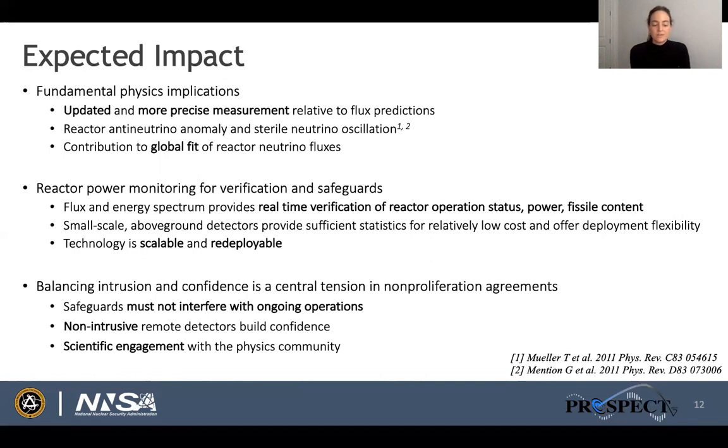And Prospect-like detectors also provide high statistics for relatively low cost. So it's a realistic and viable option for monitoring. And in establishing international non-proliferation agreements, we can recognize it's necessary to balance intrusion and confidence. So safeguards must not interfere with ongoing operations and are fundamentally a form of cooperative monitoring. So non-intrusive detectors, which are capable of measuring absolute neutrino flux, build confidence within these limitations. And there's the added element of scientific engagement within the community as a development tool.